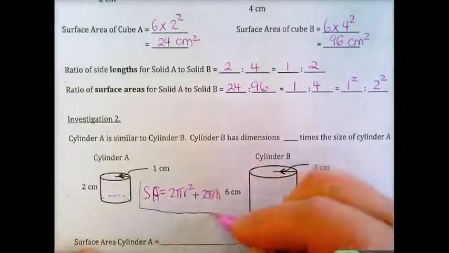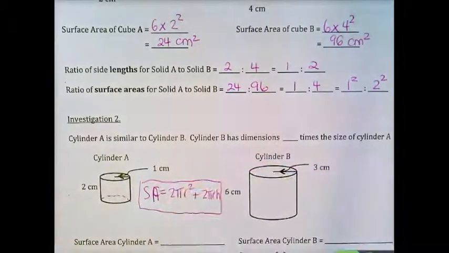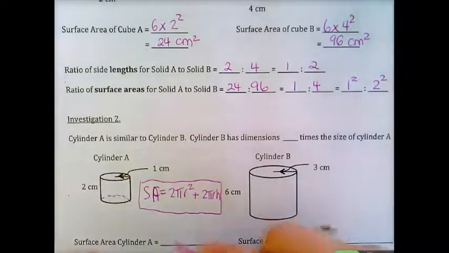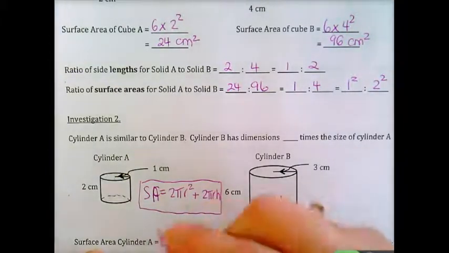Girls, the reason I'm not just giving you the formula is because if you understand where the formula comes from, you'll actually hopefully remember it. So surface area is 2 pi r squared plus 2 pi r h.